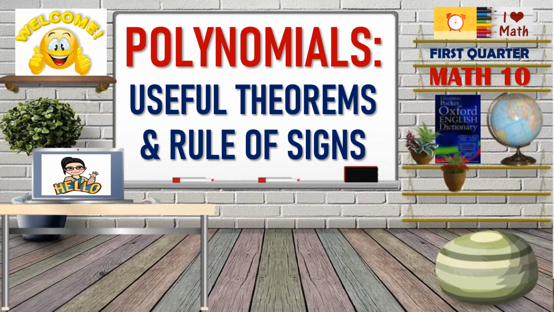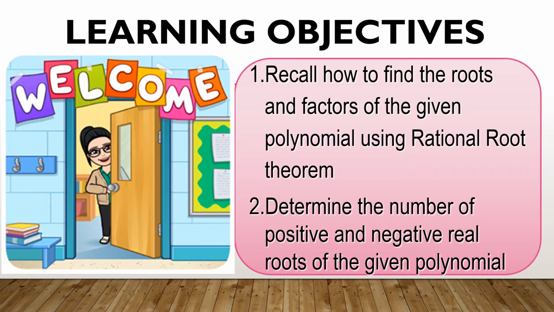Good day, we have this topic for today, useful theorems and rule of signs under polynomials. Welcome to my tutorial. We have the following objectives. Number 1, recall how to find the roots and factors of the given polynomial using rational root theorem and determine the number of positive and negative real roots of the given polynomial.